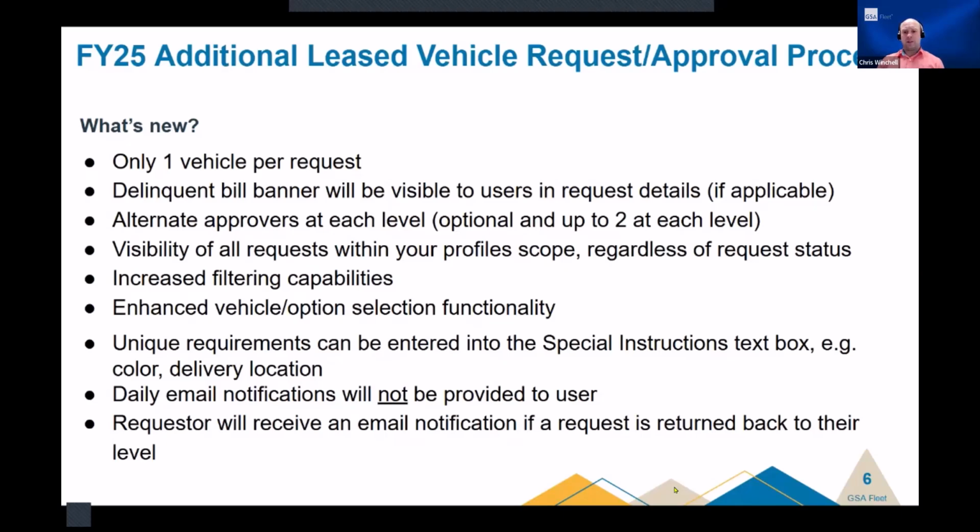Bureau level and agency level reviewers can be set up in multiples to do the approvals, up to 2 additional approvers at each of those levels to help manage the workload. Users will have visibility on all requests based on how their profile is scoped. In the old system, you could only view requests that you individually submitted, even if it was for your customer account or for your BOAC.